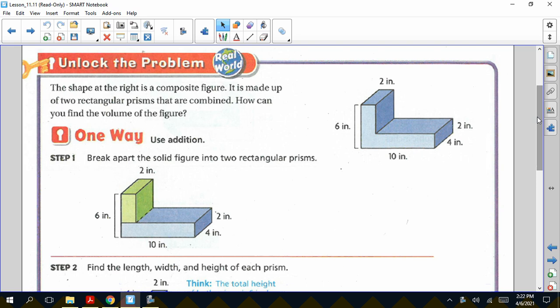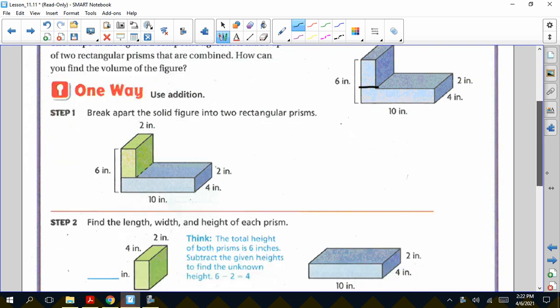The first figure here, we're going to cut straight across into two rectangular prisms. Here in the bottom left, they have a green rectangular prism and a blue rectangular prism. And on every single one of them, we need to find a length, a width, and a height. So we're looking for a line that goes straight across. We're looking for the diagonal that goes back. And then we're looking for a line that goes up and down.